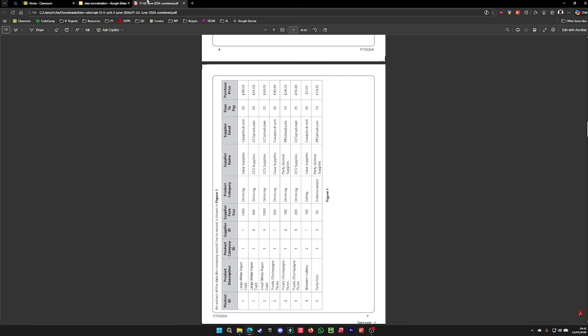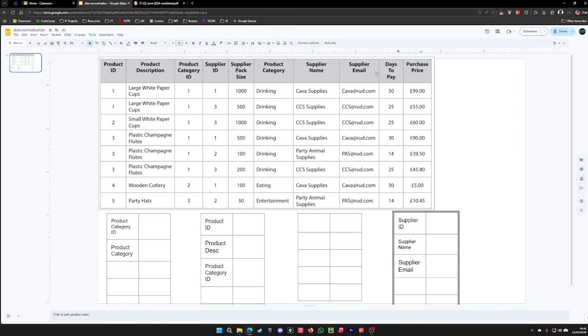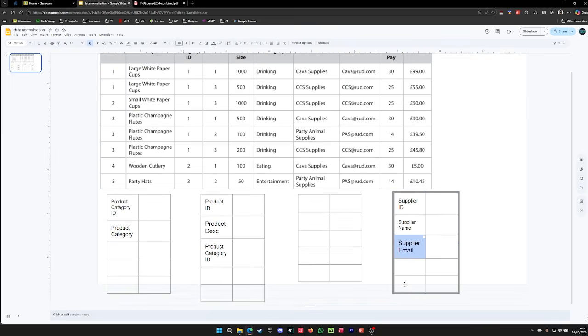So if I just jump very quickly back to the brief, it says here, the supplier allows Finley a number of days. That's telling us it's the supplier that decides the number of days. So again, number of days to pay is a piece of supplier information because that's dependent on the supplier. So we've covered most of the data there, but there's no more IDs to help us with our fourth table.